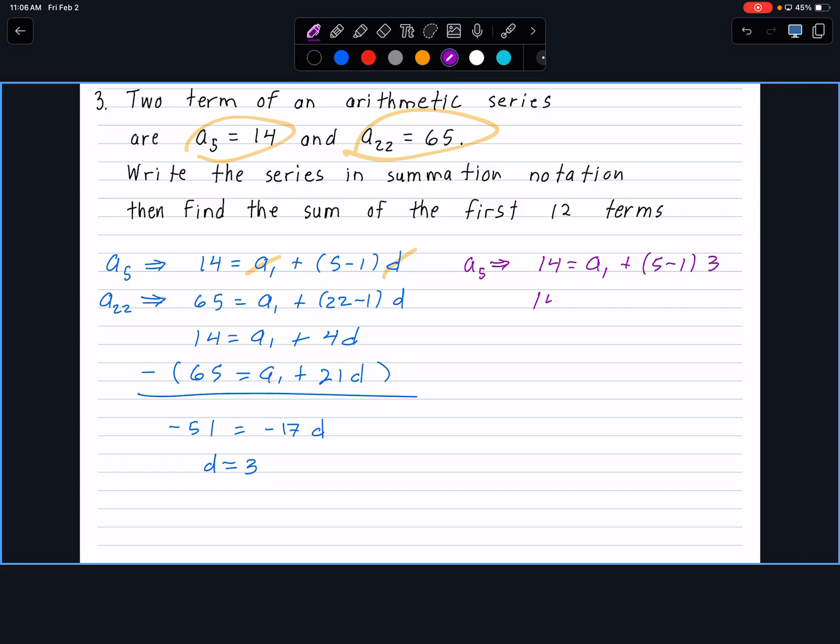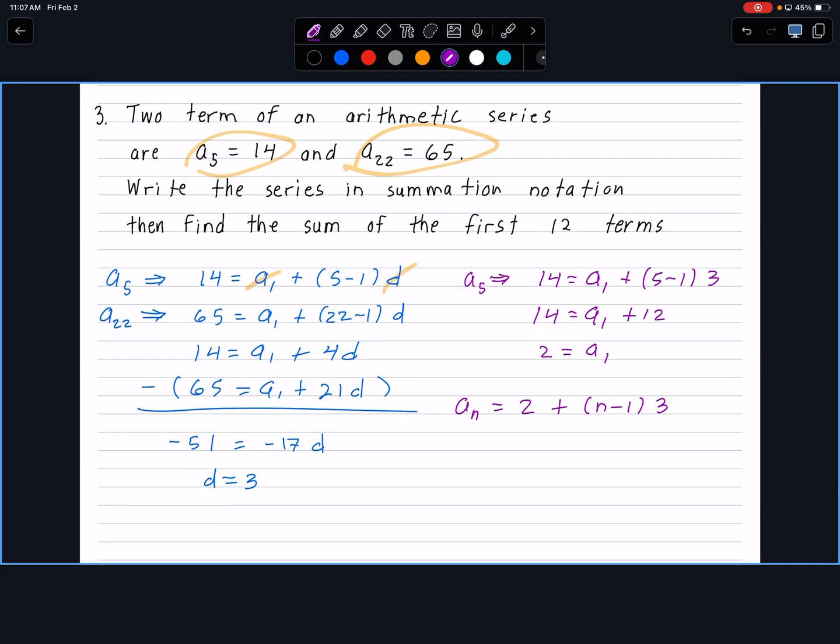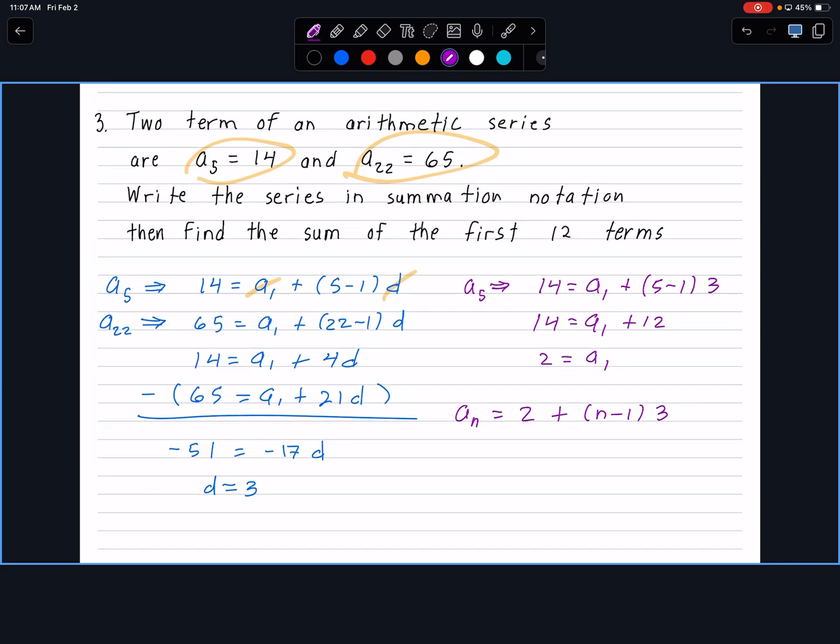So we get 14 equals the first term plus 5 minus 1, which is 4, and 4 times 3 is 12. So it looks like the first term is 2. So our sequence is going to be a sub n equals the first term plus n minus 1 times d, which is 3. In regards to number 3, do you have any questions?